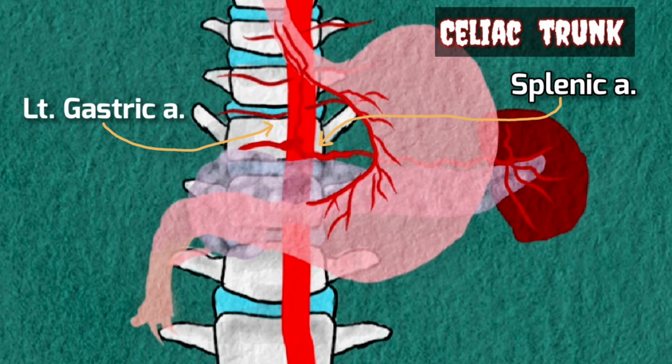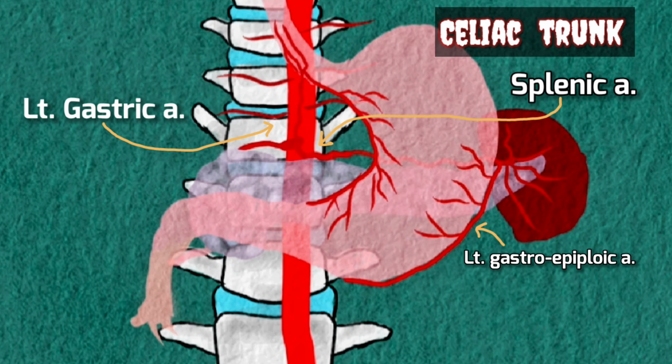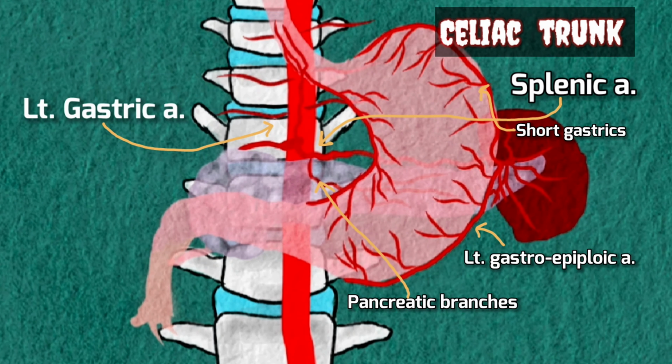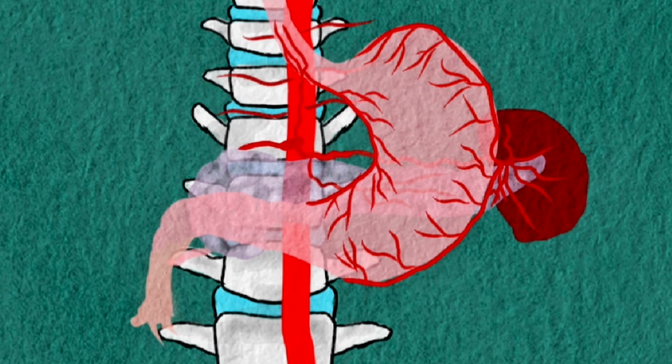In addition to supplying the spleen, the splenic artery also gives rise to several important vessels. The left gastroepiploic, which supplies the greater curvature of the stomach, anastomoses with the right gastroepiploic artery. The short gastrics, 5 to 7 small branches supplying the fundus of the stomach, and the pancreatic branches supply the body and tail of the pancreas. The splenic artery has a tortuous appearance and thus is easily identifiable from the other nearby vessels.